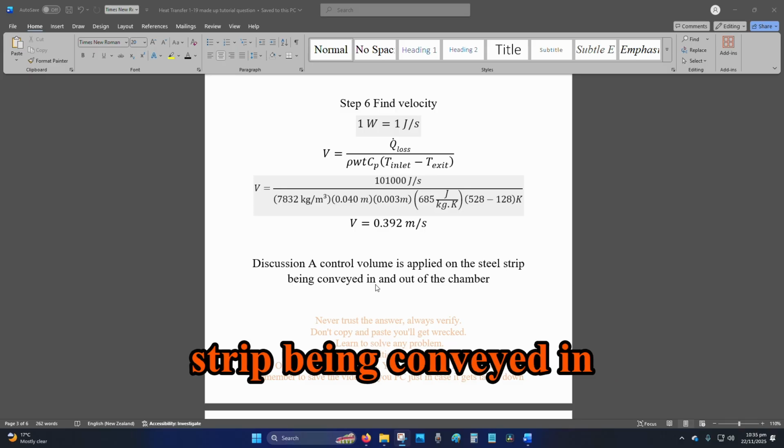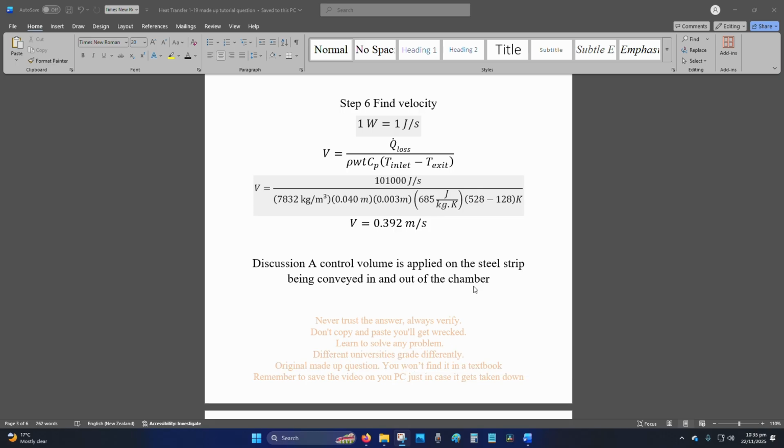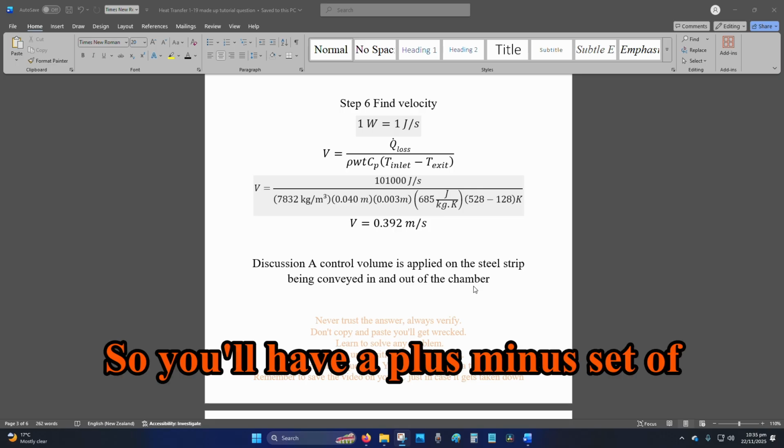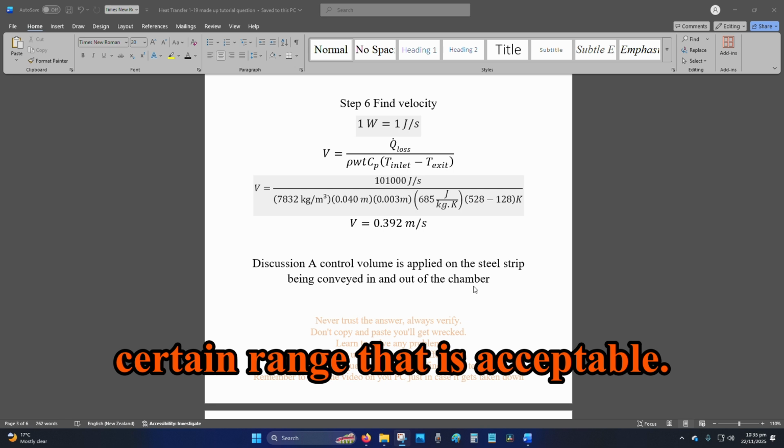Note that you should have a control volume to the metal strip or the steel strip being conveyed in and out of the chamber. So you'll have a plus minus set of volume. It'll be within a certain range that is acceptable.